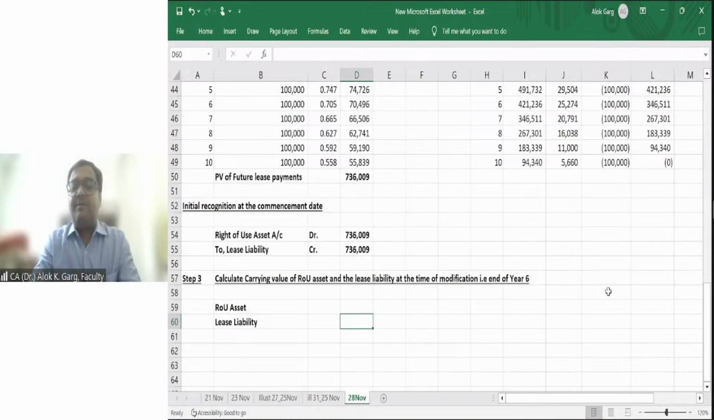My lease liability is pretty simple. My closing balance at the end of year 6. What is my opening balance? First of all, what was my opening balance at the commencement date? For ROU, it was 736,009. For lease liability, it was also 736,009, right? What is the accumulated depreciation for ROU asset? There is no depreciation on lease liability.